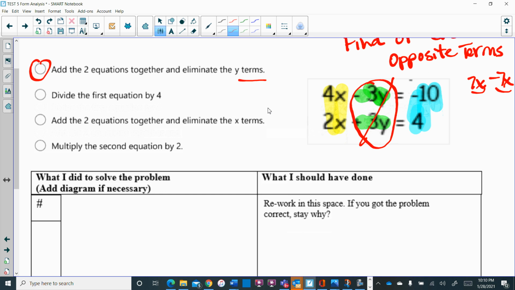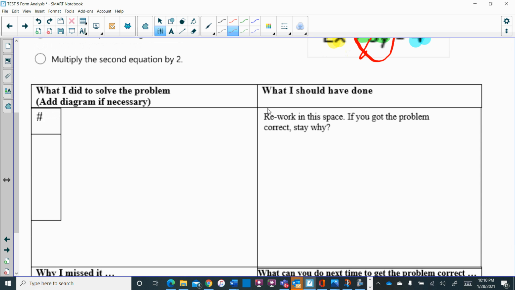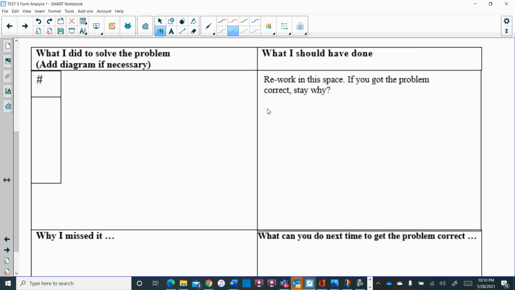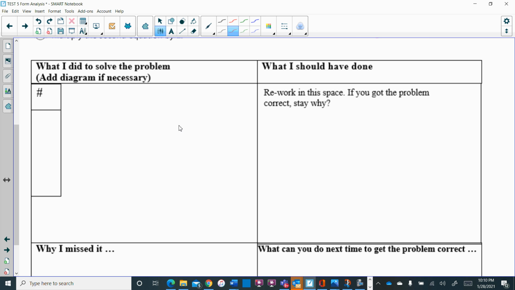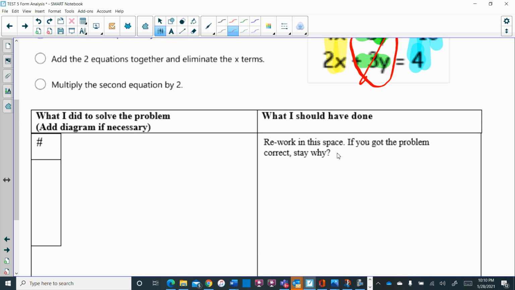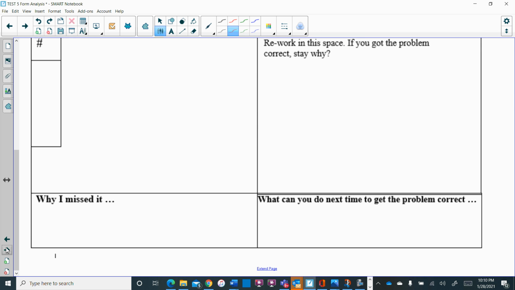So that was just explaining the first step, knowing what you need to know when solving elimination, okay? And so maybe going back to those notes to identify that. So tell me why you missed it and what you can do better next time. And give me your original answer. There really wasn't rework in here, just had to know some facts about opposite terms.